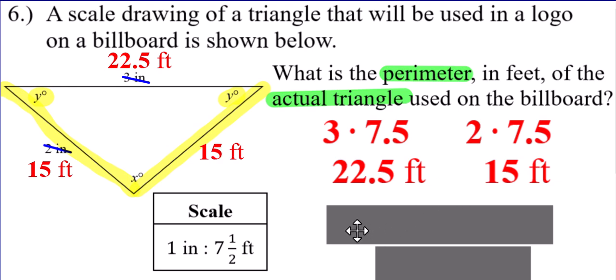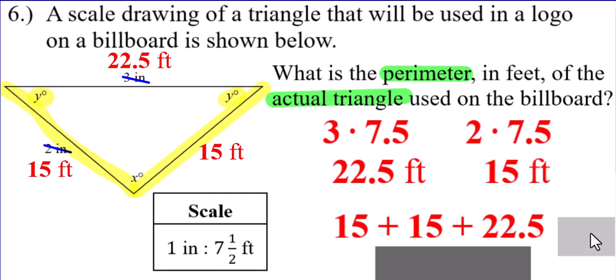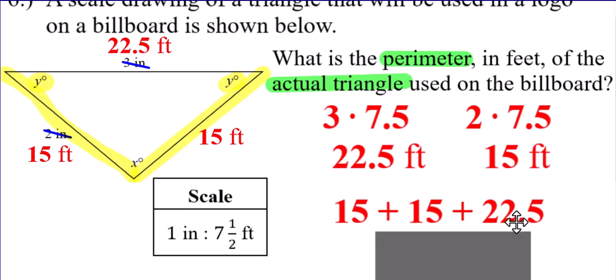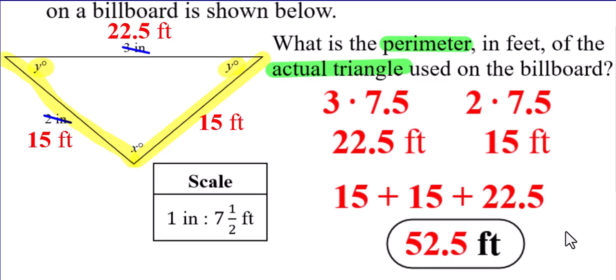So you need to do 15 plus another 15, or 15 times 2, either way, and then finally add the 22.5 feet. 3 sides of a triangle, 3 sides being added together to give you perimeter. If you messed up, feel free to hit pause and fix this now. When you add those, you're going to get 52.5 feet.